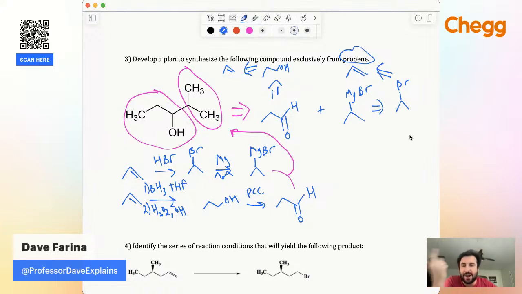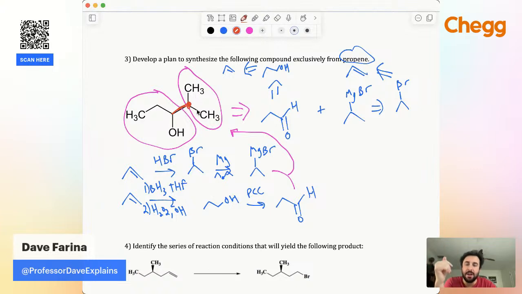So what do we know? We know hydrohalogenations, but are we going to do a Markovnikov or anti-Markovnikov? We know hydrations, but are we going to do a Markovnikov or anti-Markovnikov? As it turns out, we got to go Markovnikov hydrohalogenation because we want that secondary alkyl bromide, because this is the carbon that is doing the attacking in the Grignard reaction. It's the central carbon of this fragment.